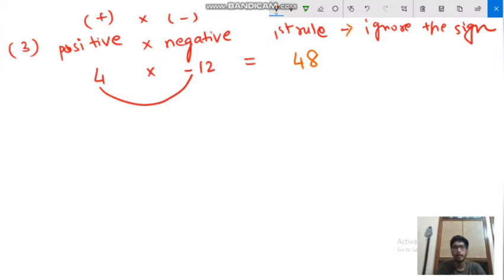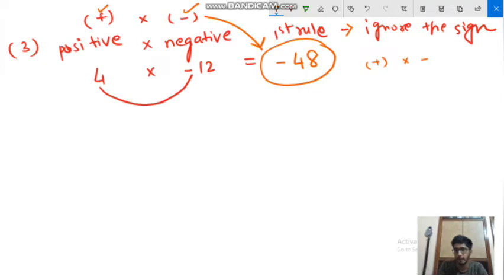And then what you need to do is just put a negative sign in front of the answer, and this is your final answer. That is 4 into minus 12 is minus 48. So when you multiply a positive with a negative, you get a negative integer. Okay, so positive into negative is equal to negative.